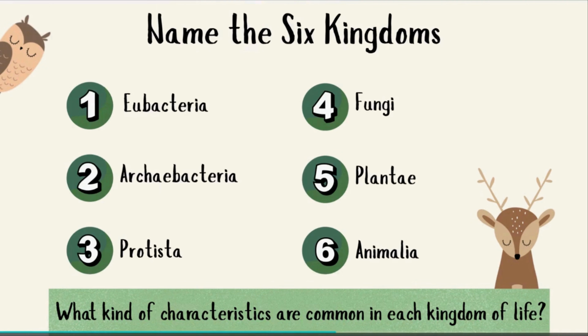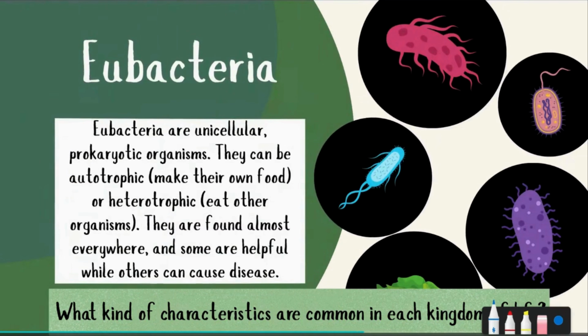So the six kingdoms, like we just mentioned, are eubacteria and archaebacteria. Eubacteria lies under the bacteria domain, then archaebacteria lies under the archaea domain, and then numbers 3 through 6, Protista, Fungi, Plantae, and Animalia, lie under the eukarya domain. So let's go into more detail for eubacteria.